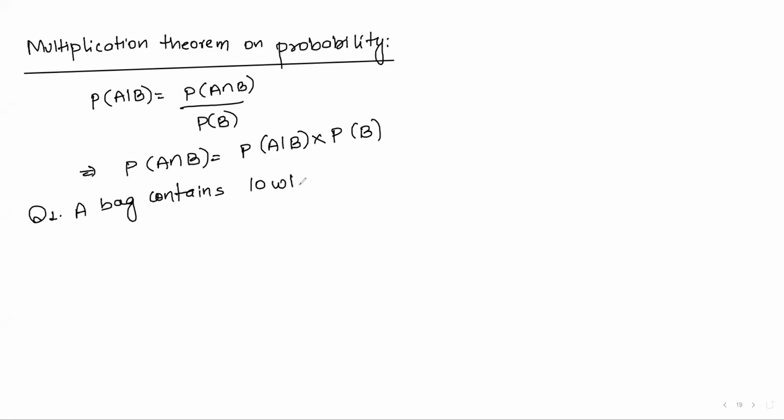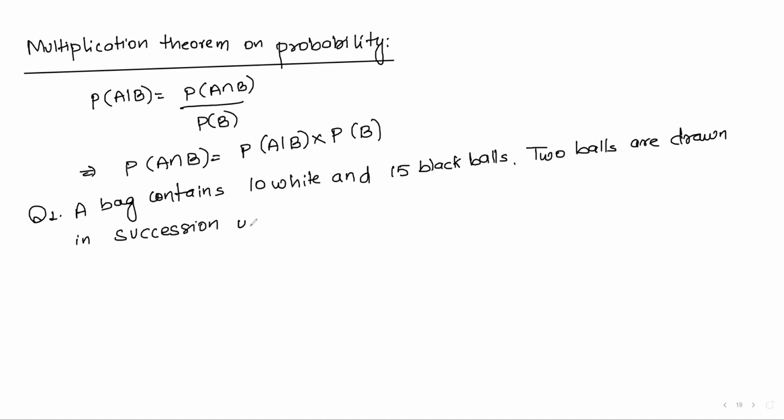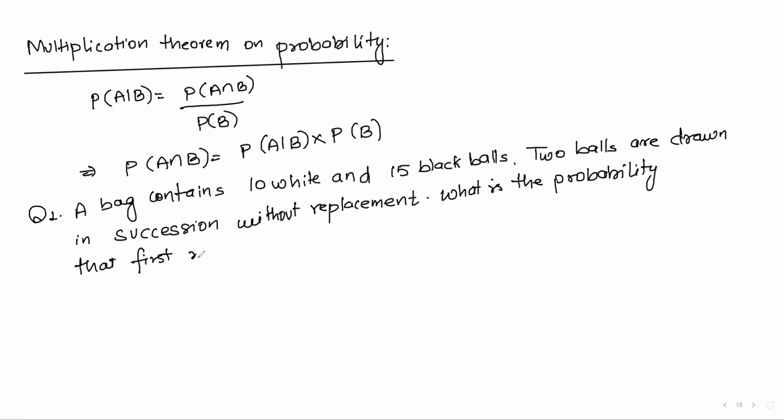For example, a bag contains 10 white and 15 black balls. Two balls are drawn in succession without replacement. What is the probability that the first is white and the second is black?